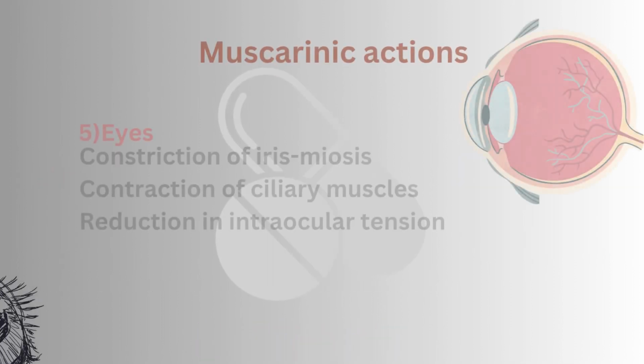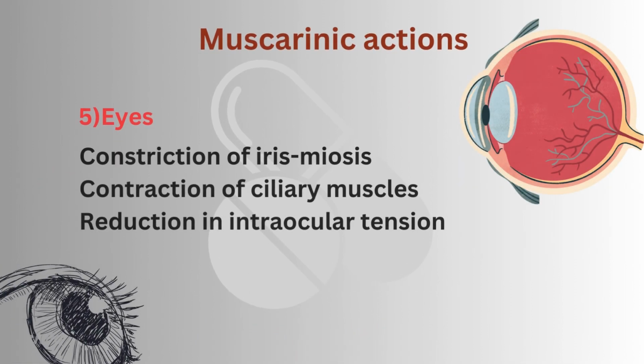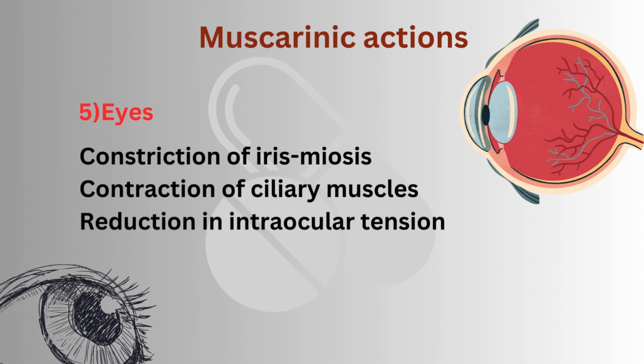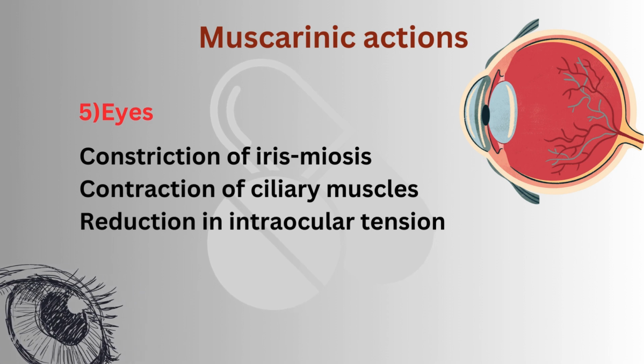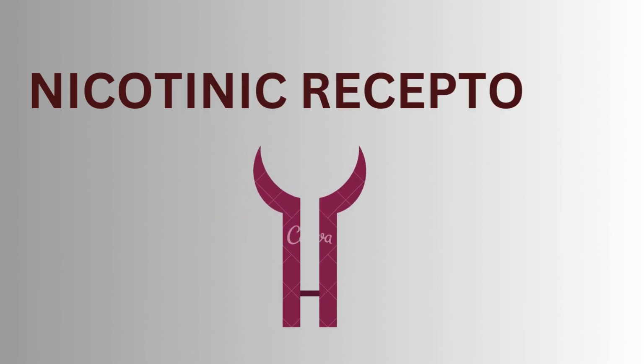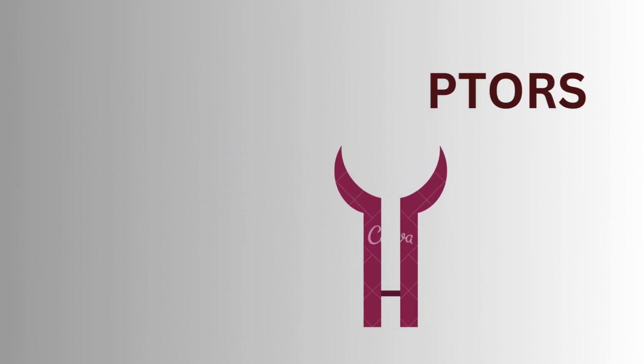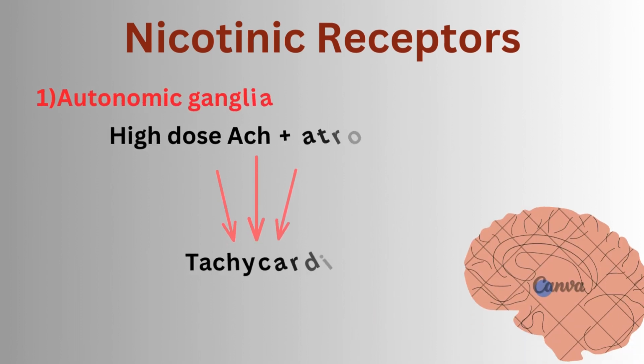In the eyes, constriction of the iris leads to miosis. In addition, it produces effects like ciliary muscle contraction and reduction in intraocular tension. Next, let's discuss how acetylcholine acts on nicotinic receptors. It produces its effect on autonomic ganglia and skeletal muscles.